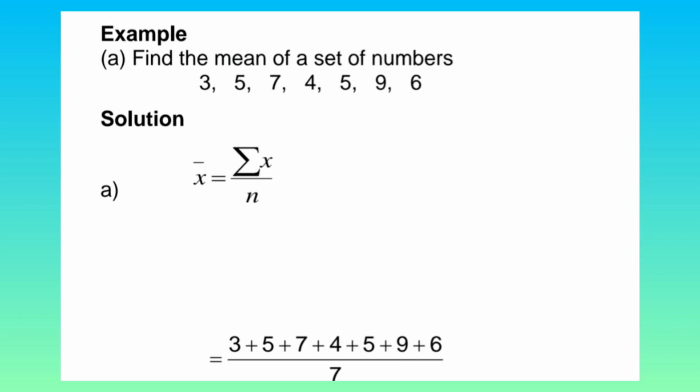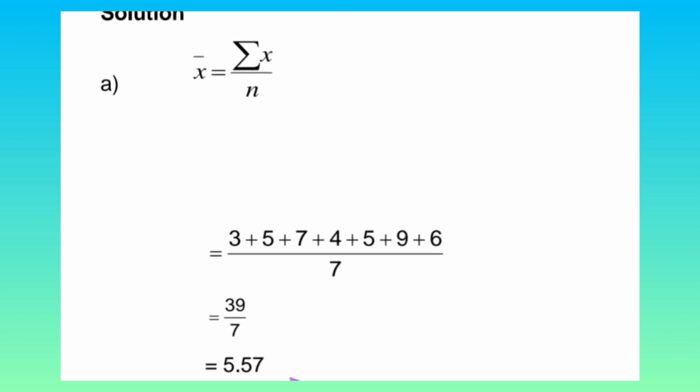Okay, so here we have example A. We want to find the mean of a set of numbers given. Firstly, we need to find the summation of all values. So 3 plus 5 plus 7 plus 4 plus 5 plus 9 plus 7, divided by the total number. Here we have 1, 2, 3, 4, 5, 6, 7. So divide by 7. So we will have the answer of the mean.